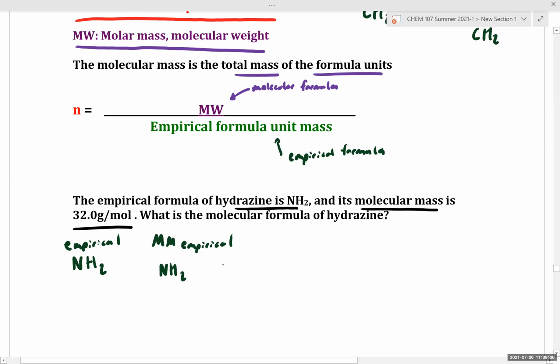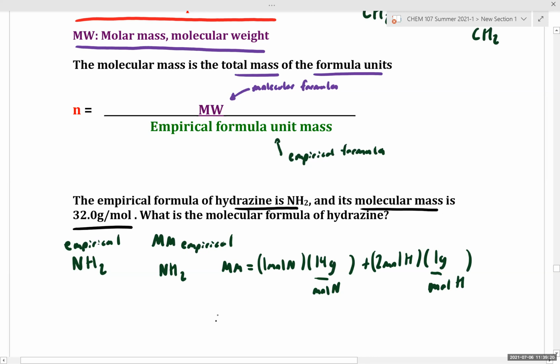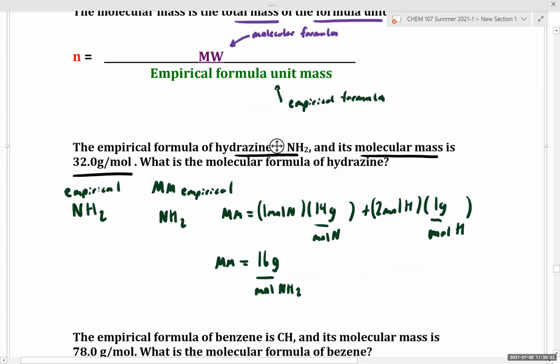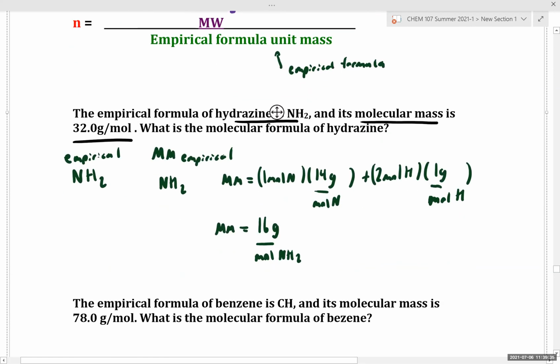Let's calculate the molar mass of this empirical formula unit. For NH2, we have 1 mole of nitrogen, 14 grams per mole of nitrogen, from the periodic table. We have 2 moles of hydrogen at 1 gram per mole. Punching this into our calculator, we get a molar mass of 16 grams per mole of NH2.